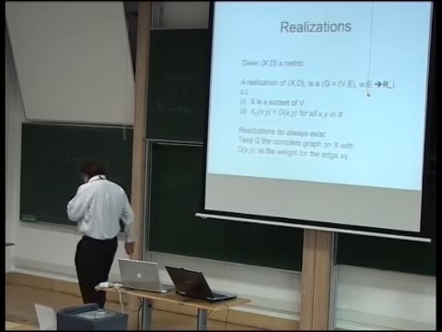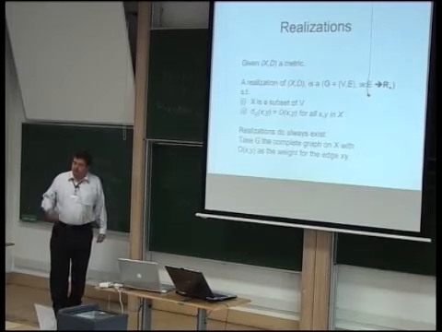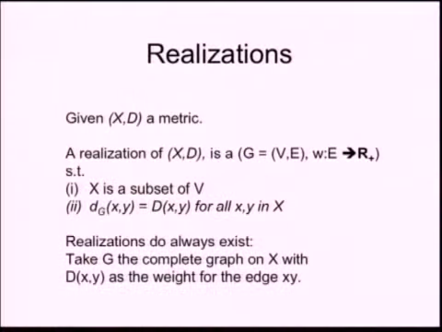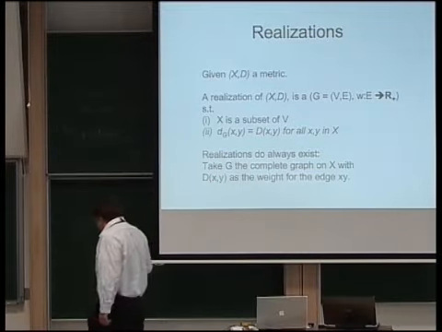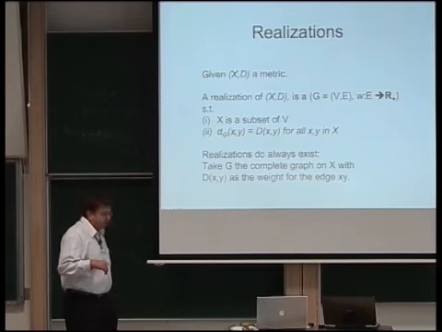Andreas Dress already had the talk about graphical realizations, and that is what I will talk about in this talk. The idea is: if I have a metric D, then I can always make a realization. You take the graph where you take all the edges between the elements in X, and put d(x,y) as the weight on the edge xy.